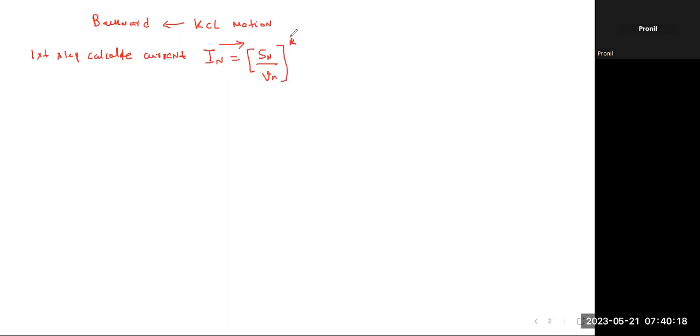One more important thing in that problem, what I've seen is it has been written in terms of P plus jQ. It cannot be P plus jQ. If Sn value is P plus jQ, Sn conjugate would be P minus jQ, right? The conjugate would be P minus jQ, not P plus jQ. That thing also you have to keep into consideration.